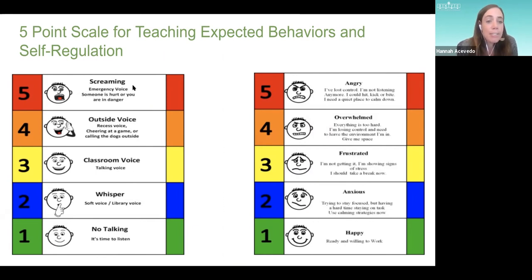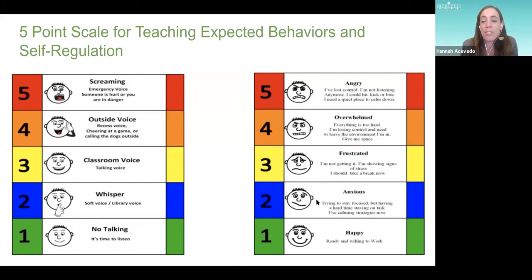So for example, screaming is fine. Screaming's a 5, but you're just going to do that when there's an emergency, like someone's hurt or you're in danger. A 4 would be the outside voice when you're at recess, cheering at a game, calling at the dogs outside. 3 is your talking voice, 2 is a whisper, 1 is no talking. So this just breaks it down. And then if the individual were, let's say, walking in the room screaming, you might point to the 3 or point to the 2, and that could be better than having to say, "Why are you screaming?" and getting into an argument.